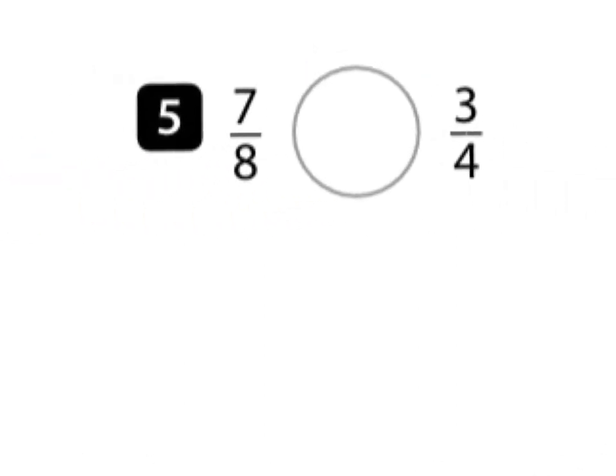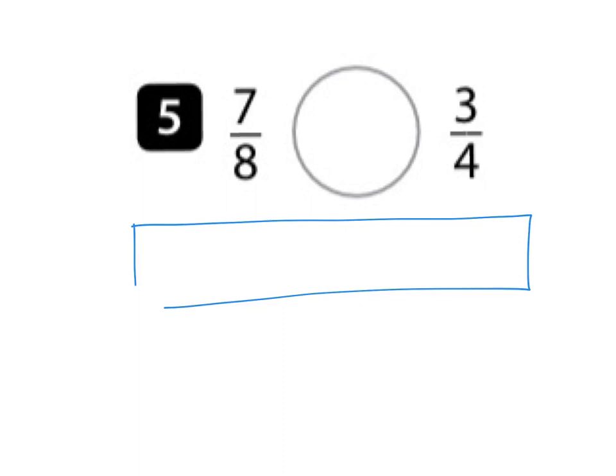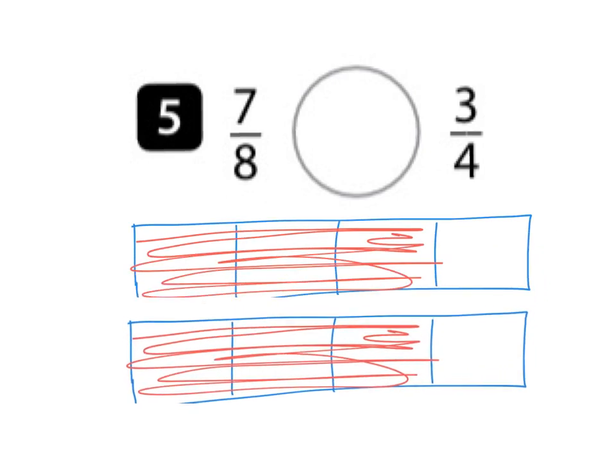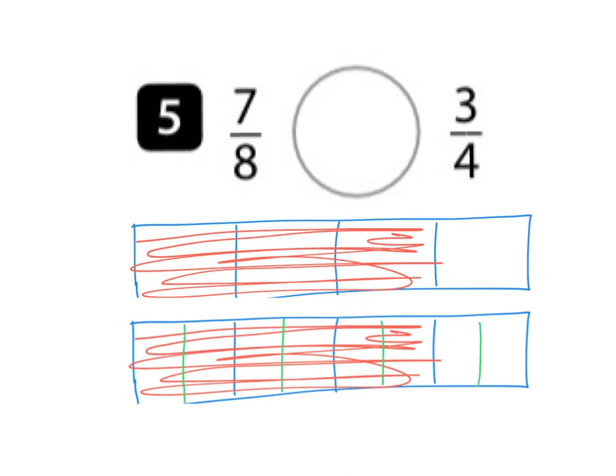All right, number 5. On this one, I'm going to go ahead and create a bar model. You have fourths, 1, 2, 3, 4, and we have 3/4 shaded in. All right, and remember, whenever comparing fractions, your wholes have to be exactly the same size. So you can see our wholes are the same size. Let's go ahead and split this bottom one into eighths. 1, 2, 3, 4, 5, 6, 7, 8. So we can see that we have a total of 1, 2, 3 fourths shaded in.